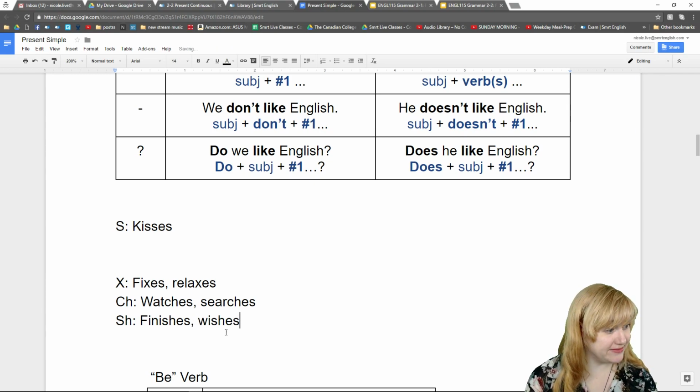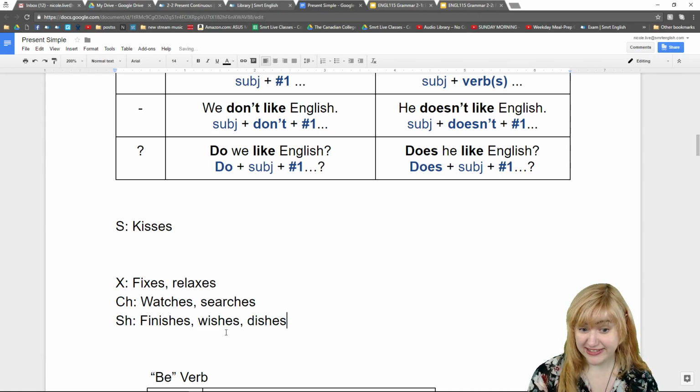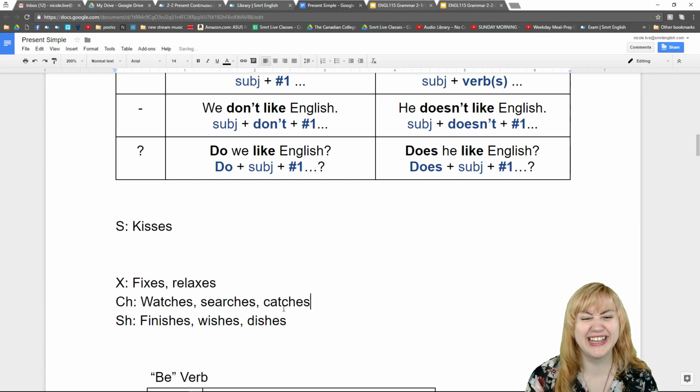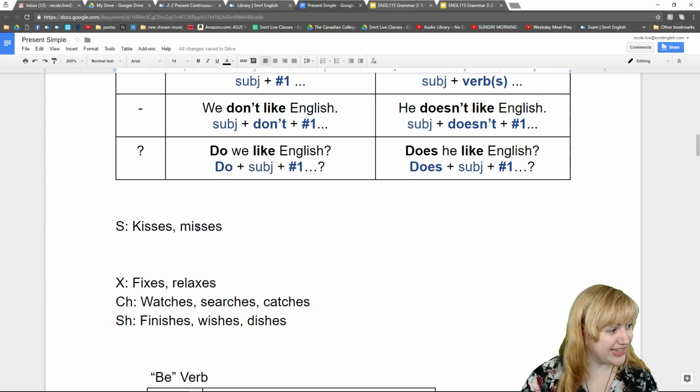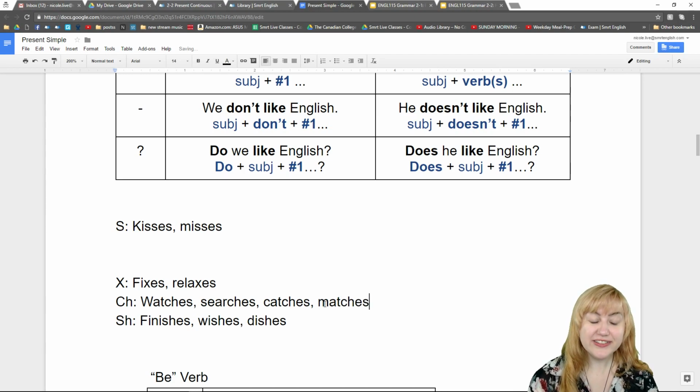How about like wishes? Dishes. Good, very nice. How about catch? Catches. And then, how about S? Maybe misses. Oh, match, catch. Oh, I'll do matches here. So good. These are good examples. Box, boxes.